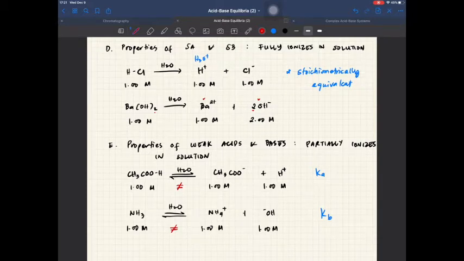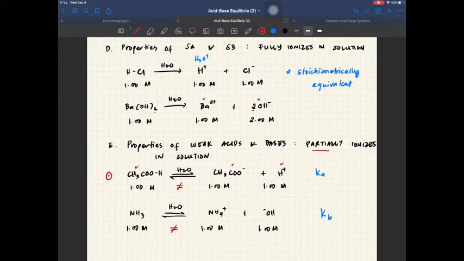Unlike strong acids and bases, weak acids and bases only partially ionize. So there is no full ionization. Suppose in the case of acetic acid, the first equation is that of acetic acid. Acetic acid, when dissolved in water, will ionize to acetate ion and hydrogen ion. But we could not say that if 1 mole of acetic acid is ionized in water, 1 mole of acetate ion and 1 mole of hydrogen ion is also produced.